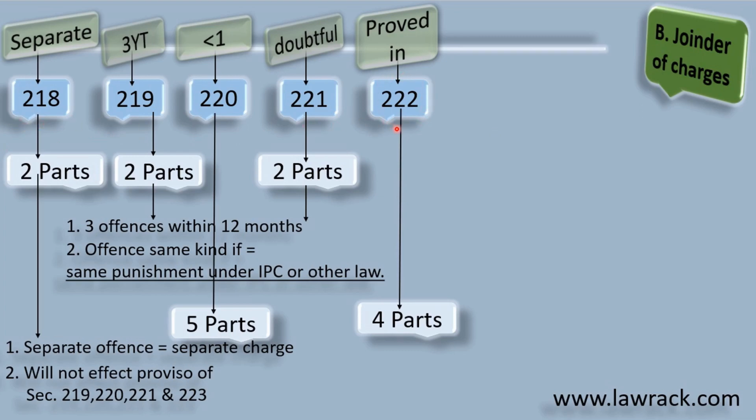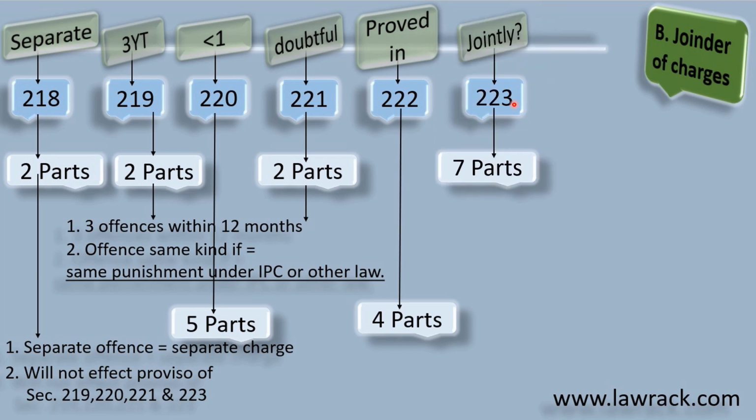Now we are going to cover section 223, and the key word to remember section 223 is jointly. It has got 7 parts. Let's check what they are.